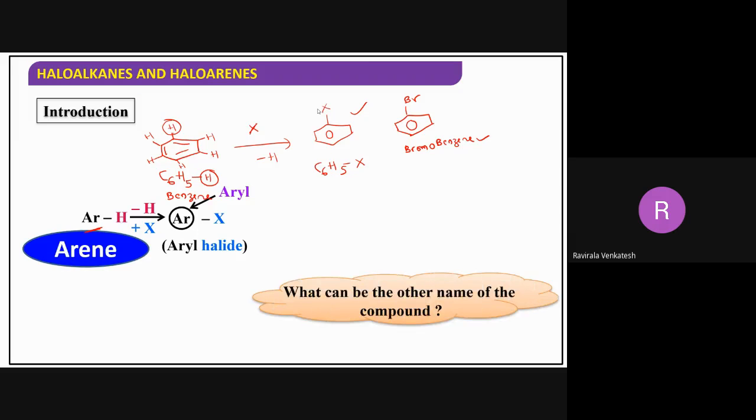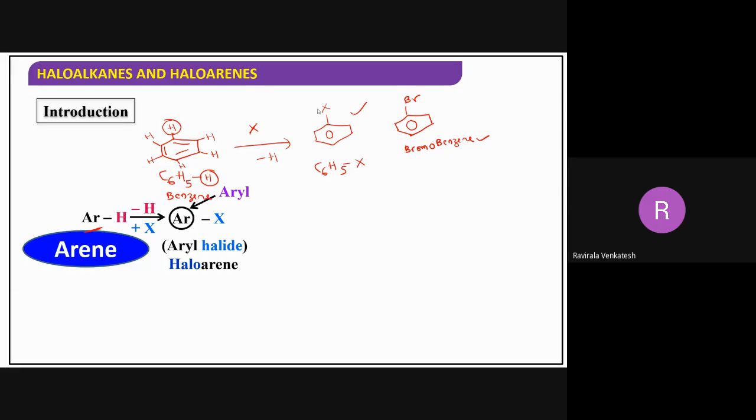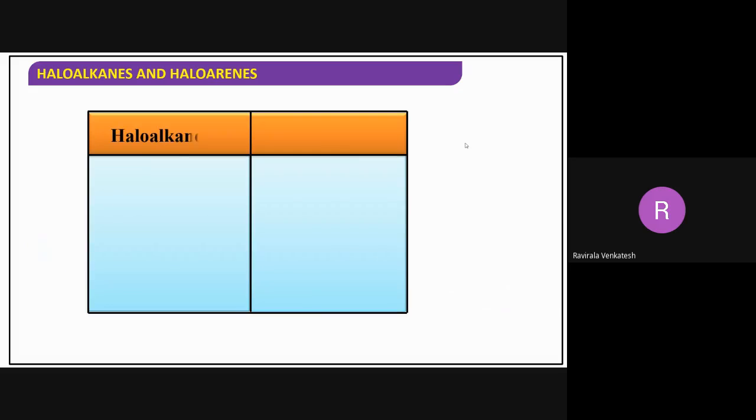iodide. Otherwise, IUPAC nomenclature will be halobenzene, isn't it? Haloarene, halobenzene. So if I take benzene, what happens? I have to call it halobenzene. If it is any aromatic compound, I have to call it haloarenes. So it is very simple to remember the IUPAC nomenclature also, right? Let me take all these things.